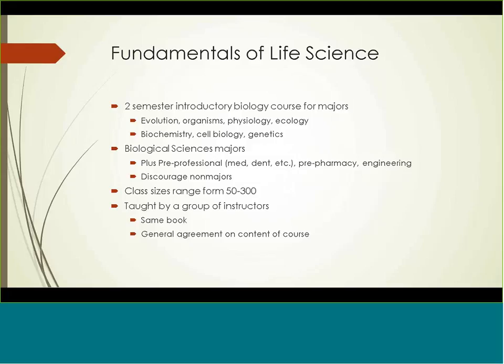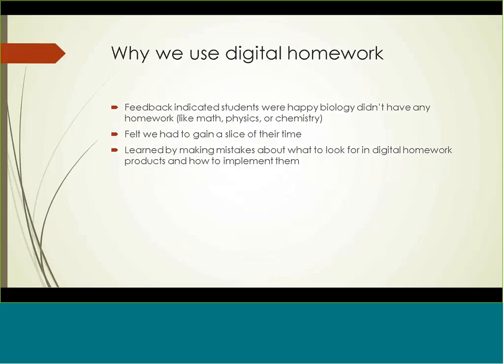It's designed for biological sciences majors, but we also get other pre-professional majors: pre-med, pre-dent, pre-whatever. We have a pharmacy school, so we get pre-pharmacy. We have an engineering school, and bioengineering takes this course. We do discourage non-majors because we have a separate course for them. Class sizes can range anywhere from 50 to 300, and it's taught by a group of instructors. We have the same book and the same general agreement on the content and the focus of the course.